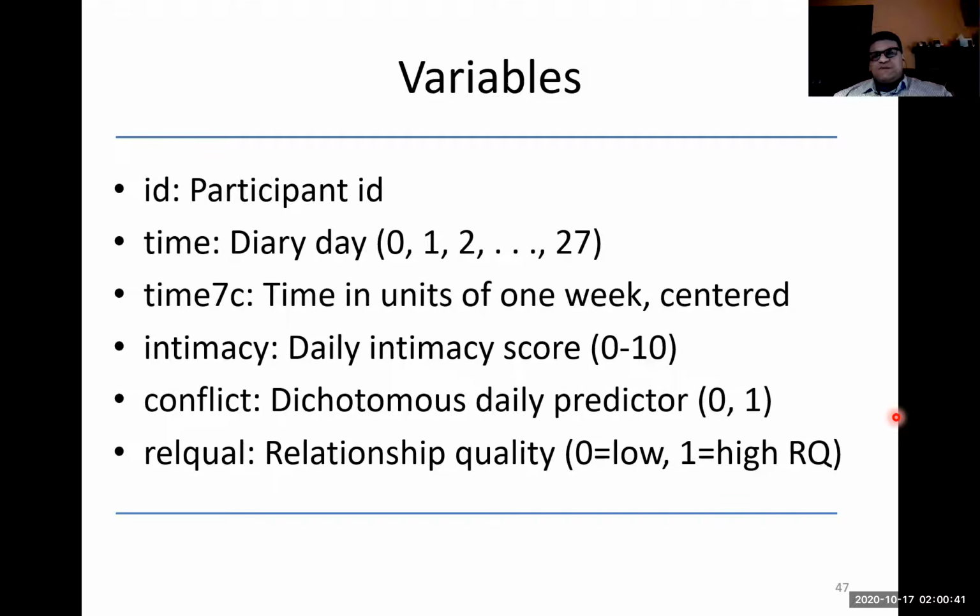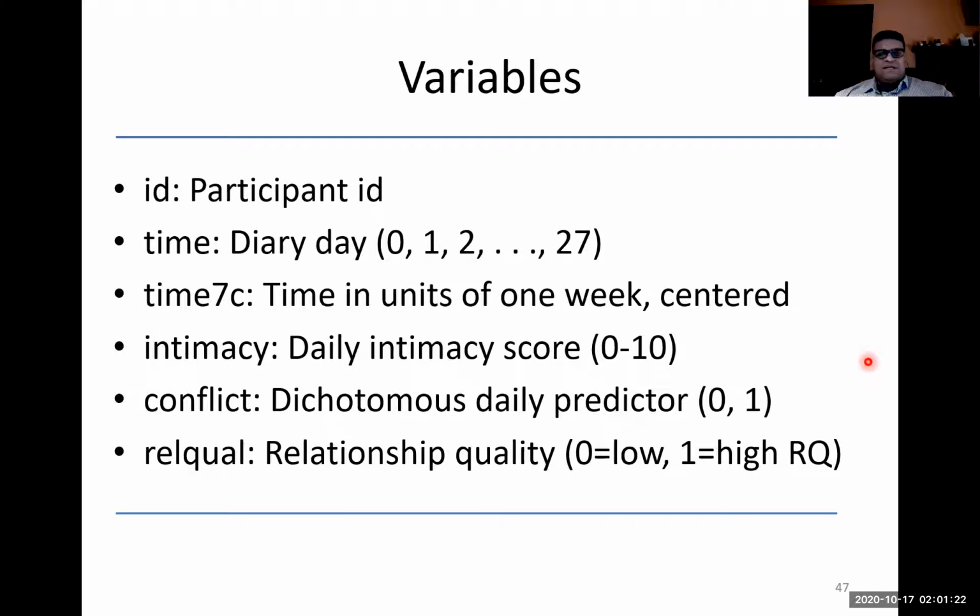That's because we're not expecting there to necessarily be any kind of growth or systematic change in intimacy over the 28 days. What we're really interested in is the fluctuations from day to day in intimacy and trying to explain those. So what we do is we take time, we center it, and we divide by 27 to be able to get time in the units of 1 week, and that variable itself will be centered.